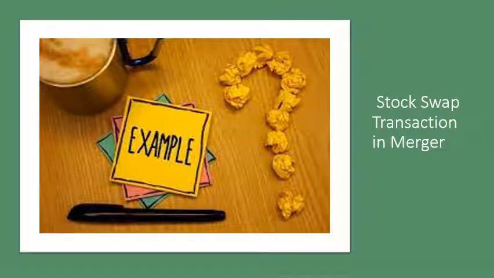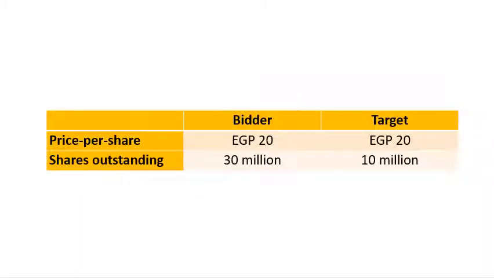Let me show a simple example about a stock swap transaction in a merger case. Given the following data about the share price and the number of shares outstanding for the bidder and the target companies. The bidder or the acquiring company has 30 million shares outstanding. Each share is traded at 20 Egyptian pounds, while the target company has 10 million shares outstanding, and each share is currently traded at also 20 Egyptian pounds.